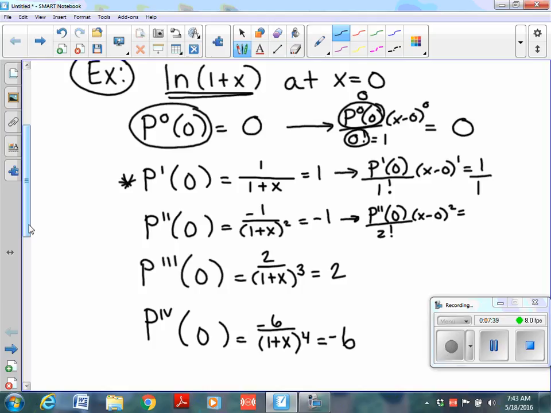Okay, P1 of 0 is 1. I did 1 factorial, which is 1. x minus 0 to the first is just x. So what are you left with? 1 times x, which is x.